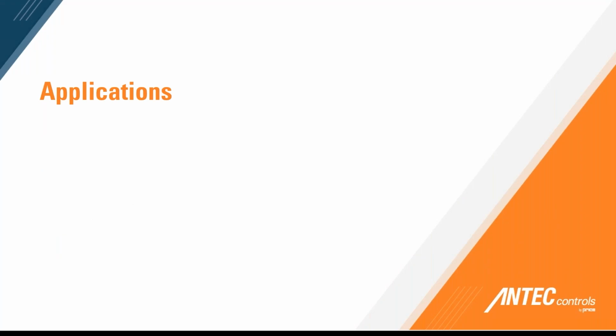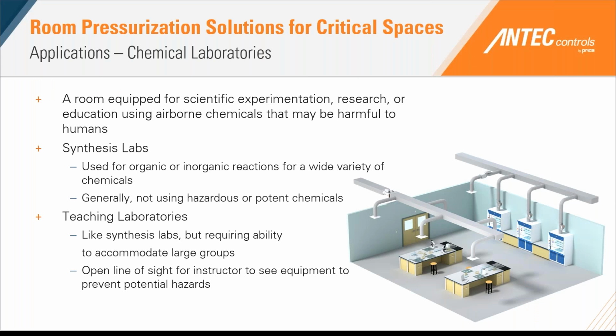So with that laying the groundwork for us and understanding how room pressurization can be built and utilized, we can now go ahead and cover some of these critical space applications. The first application we're going to be covering here today is chemical laboratories. Chemical laboratories are spaces equipped for scientific experimentation, research, or education, typically utilizing airborne chemicals that can be harmful to humans if exposed.